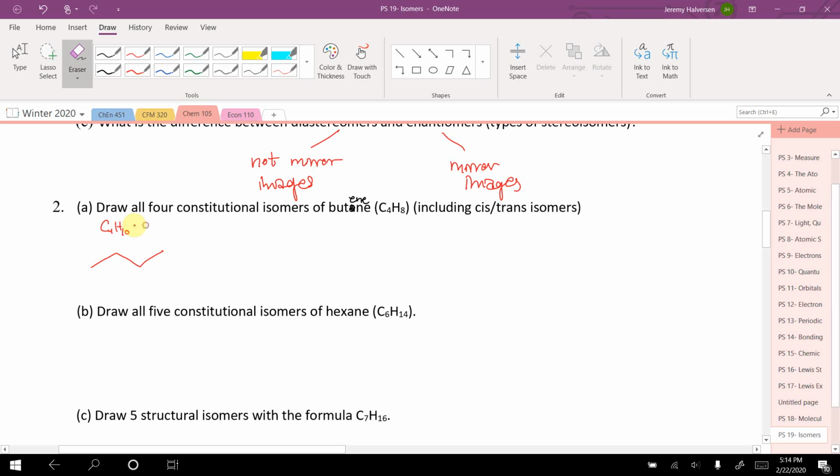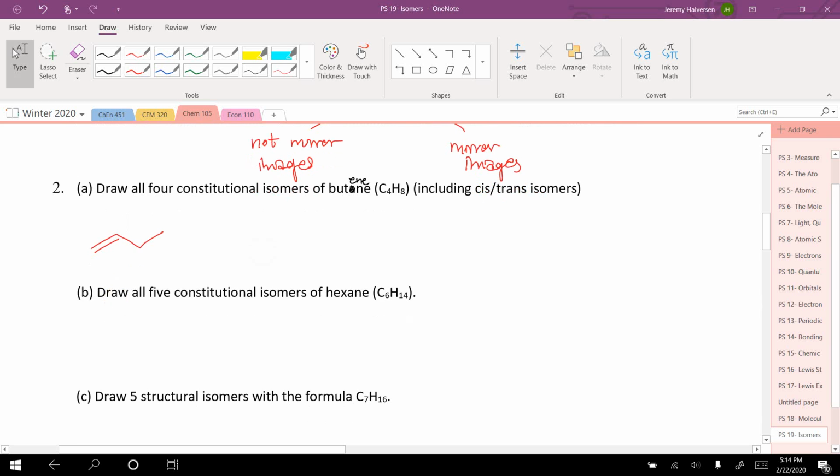Okay, we want H8, so what's one way to get rid of 2 hydrogens? Draw a double bond. Right, because now this carbon lost 1 hydrogen and this carbon lost 1 hydrogen, so this is now C4H8. So that's butene, C4H8, and we want to draw 4 constitutional isomers, so 4 other ways of drawing C4H8 that are not the same as that. So I could put the double bond there. That would be different.